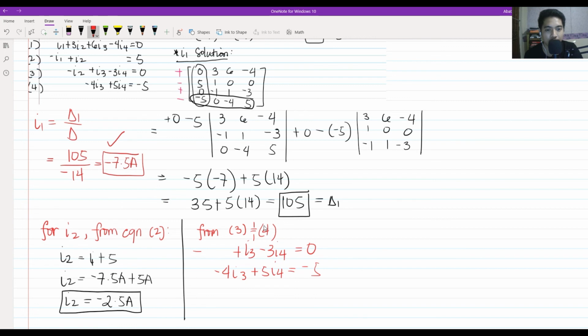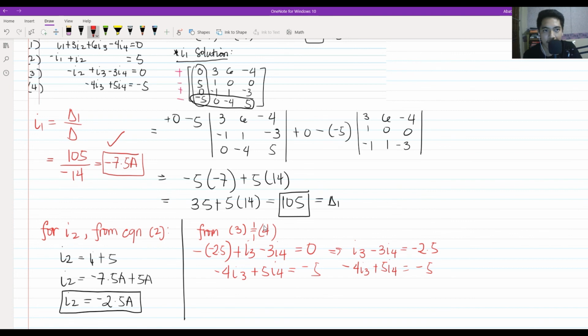In equation 3, we have the negative of the negative 2.5. So this becomes positive 2.5, and I transpose it to the right side. So that becomes negative I sub 3 minus 3 I sub 4, positive times positive 2.5, transposed, so this becomes negative 2.5. And then we have negative 4 I sub 3 plus 5 I sub 4 equals negative 5.